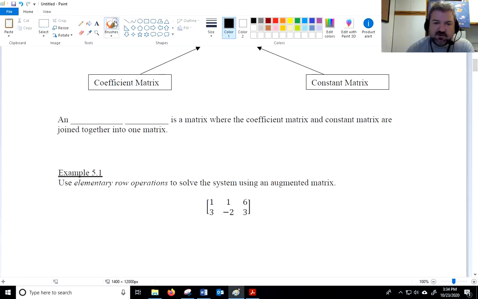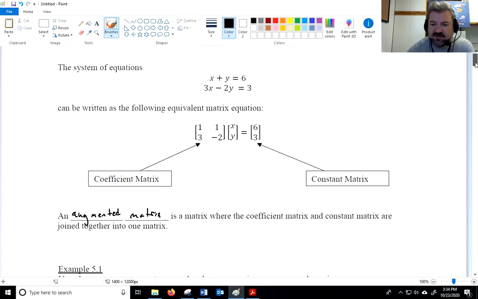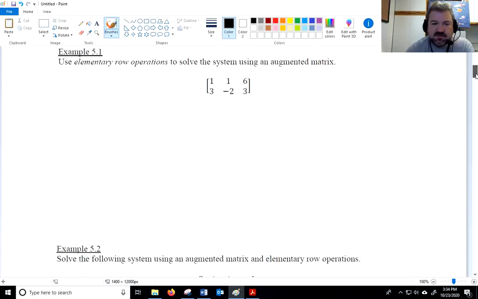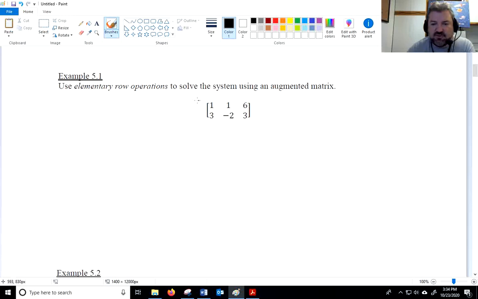So what we're going to be learning about today is something called an augmented matrix. An augmented matrix is where you take the coefficient matrix and the constant matrix and you basically join them together. In other words, augment: to build up. So we're going to use elementary row operations to solve this system using an augmented matrix.